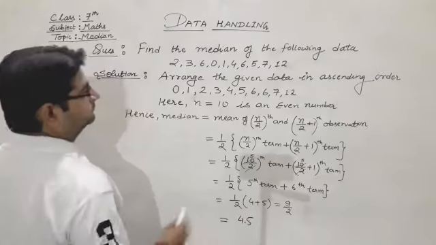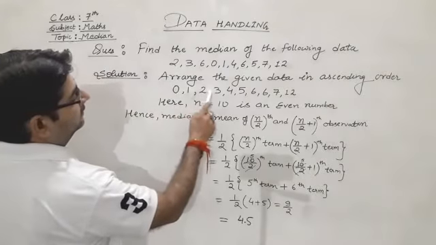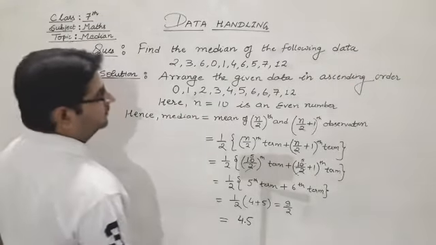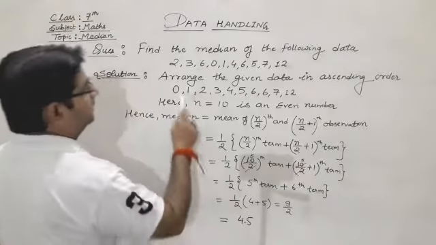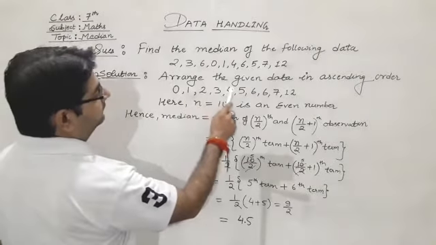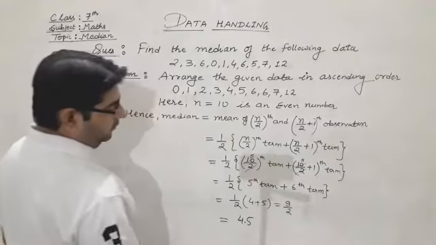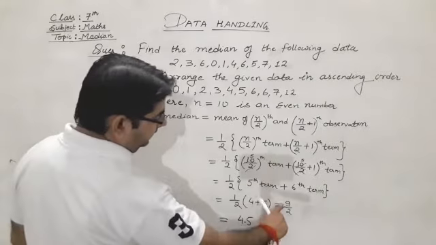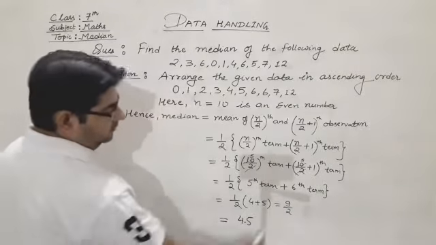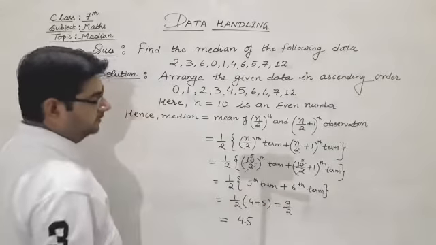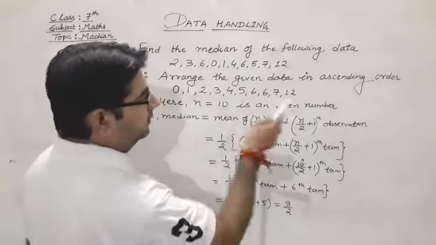So here the 5th term, that is first, second, third, fourth, fifth, the 5th term is 4. And the 6th term, first, second, third, fourth, fifth, sixth, the 6th term is 5. On adding, we get 4 plus 5 is 9, 9 by 2. So 9 by 2 is 4.5. So 4.5 is the median of the given data.